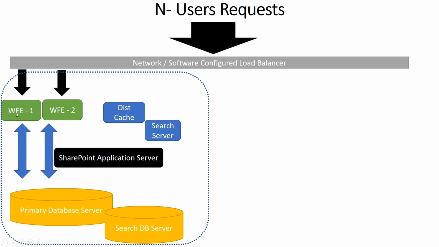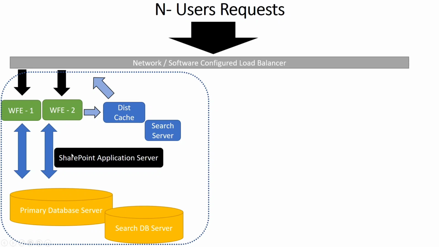Now these web front-end servers will query the required data from the primary database server. In milliseconds, if your 1000 users are connecting with this site or farm, the requests are coming and the IOPS are hitting the primary database server from the web front-end servers.